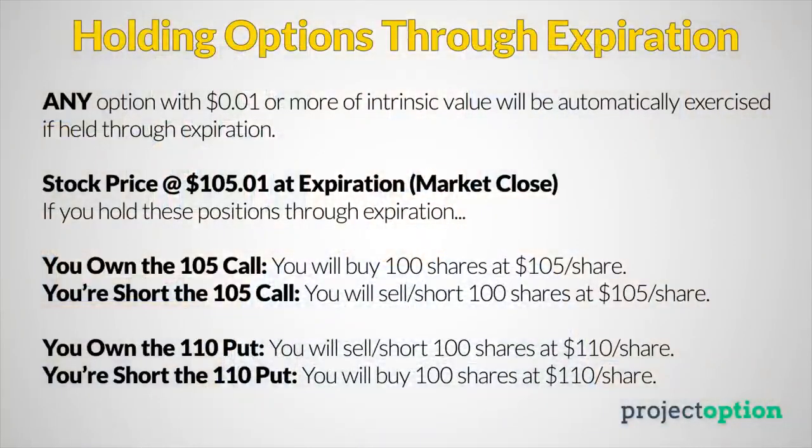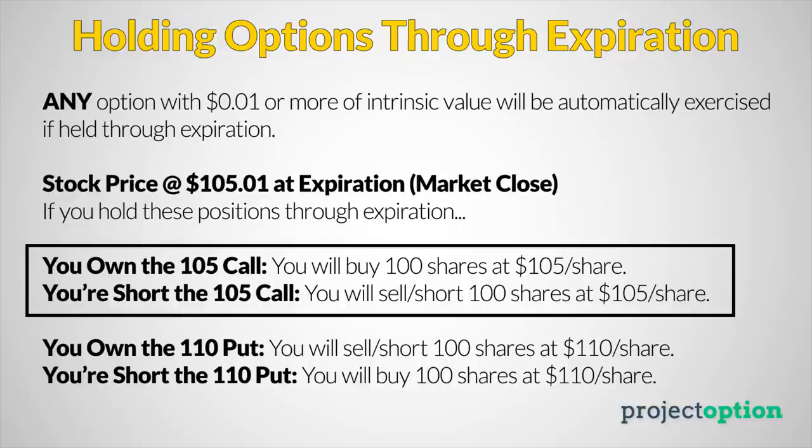So at expiration, any option that is 1 penny or more in the money, meaning if it has intrinsic value of 1 penny or more and it is held through expiration, those options are automatically exercised. So if I owned a call option with a strike price of $105 and the stock price on the day of expiration closed at $105.01, then my 105 call option would automatically get exercised, and because of that, I would buy 100 shares of stock for $105 per share, which is my strike price.